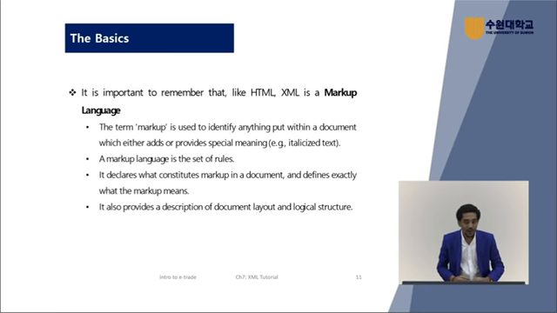So coming to the basics, it's important to remember that like HTML, XML is a markup language, right? So the term markup is used to identify anything put within a document which adds or provides a special meaning, like the italic text. As I have said, markup languages are used to create presentation, right? They focus on presentation of the content. Markup language is a set of rules, and it declares what constitutes markup in a document and defines exactly what the markup means. It also provides a description of document layout and the logical structure.